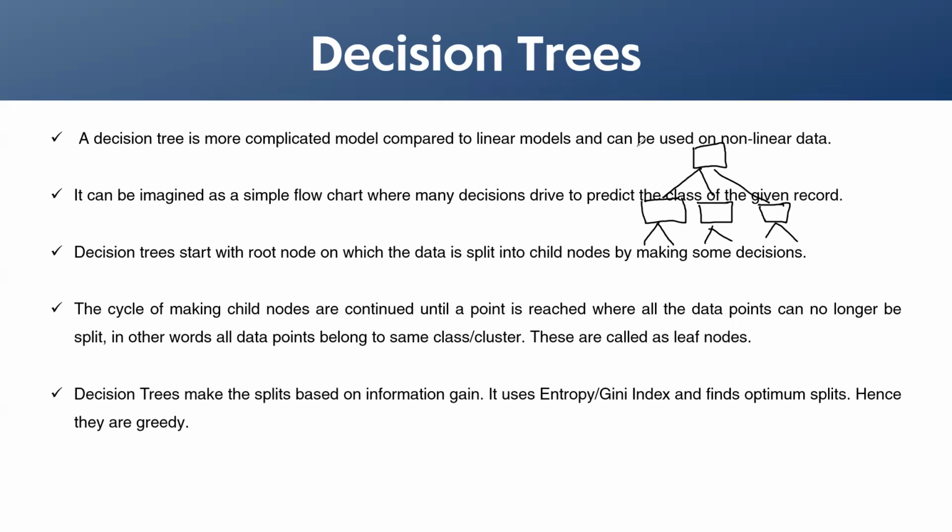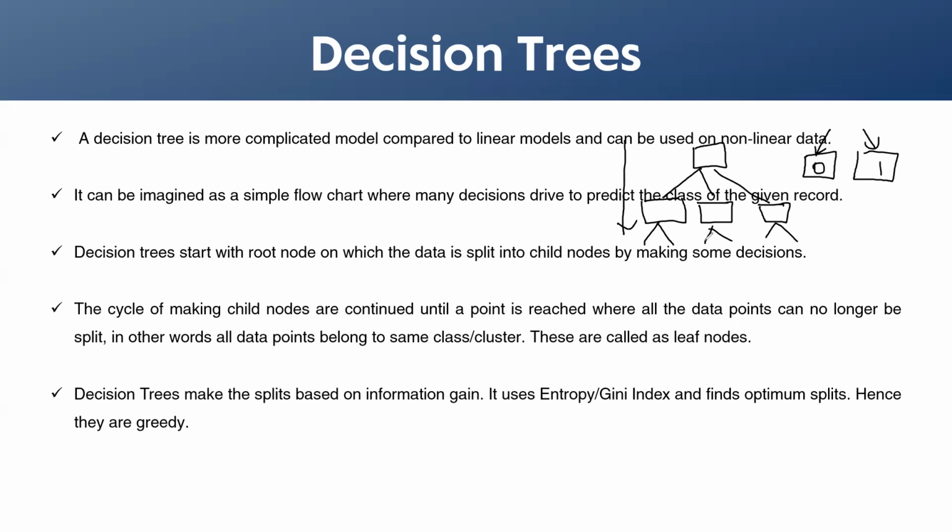We'll keep asking questions until we reach a point where all the records belong to class 0 or all the records belong to class 1. We are asking the questions keeping in mind that we have to divide the dataset into class 0 and class 1. But decision trees can be applied to both classification and regression problems.